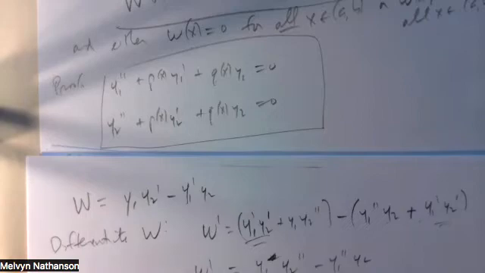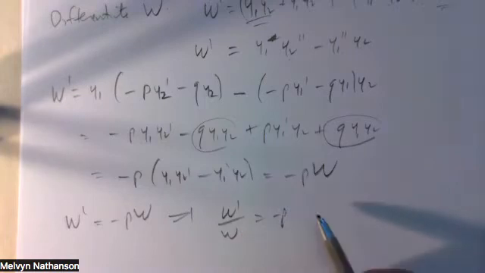This is minus p y1 y2 prime minus q y1 y2 plus p y1 prime y2 plus q y1 y2. The q y1 y2 terms cancel. And I'm left with minus p times y1 y2 prime minus y1 prime y2. And this is exactly W, so minus p times W. Right. So sorry, that wasn't visible, but there it is.